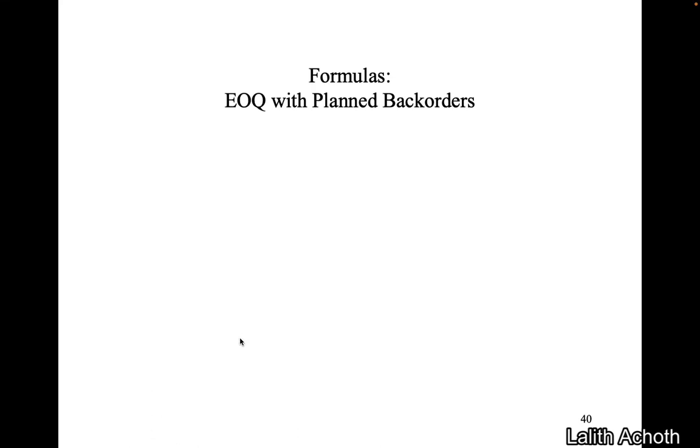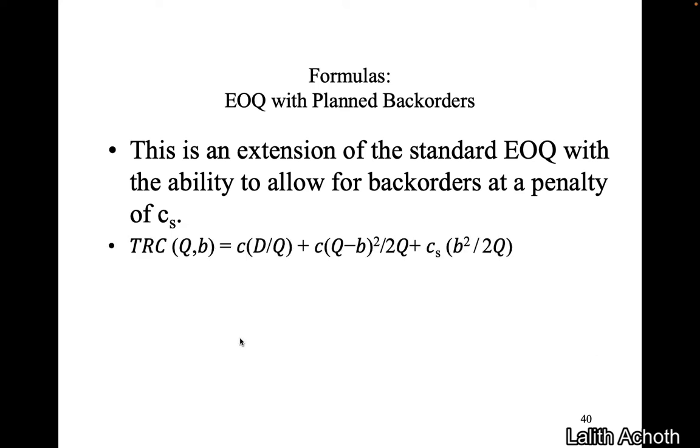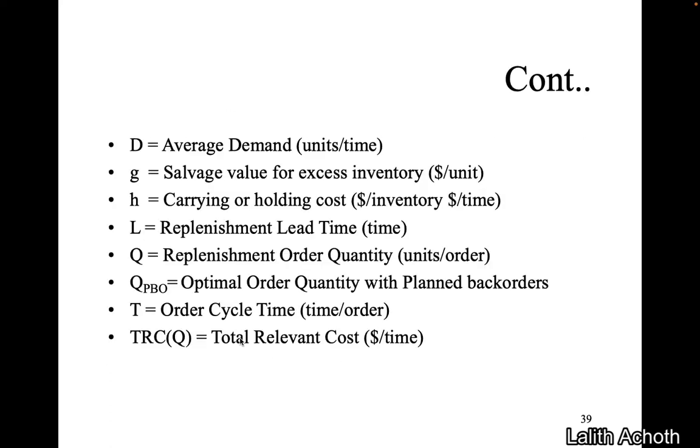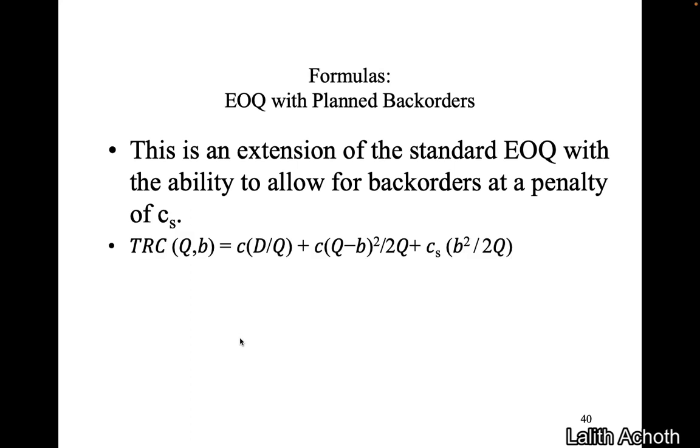Now we're going to be getting into the single period models for economic order quantity with planned back orders. So this is an extension of the EOQ with the ability to allow for back orders at a penalty of CS. So there is a possibility that if you don't sell it today, the same demand, they will come tomorrow and they'll buy it from you. So you can see the total TRC, Q, B. TRC, total relevant cost. So TRC for Q and B is equal to C into D by Q, plus C into C is ordering cost.